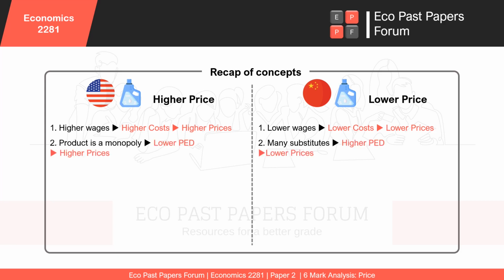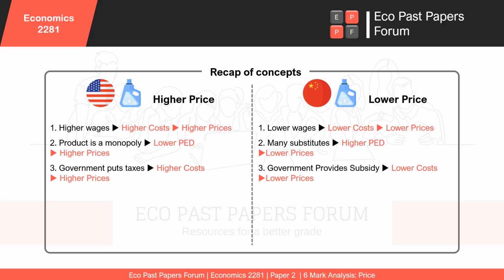Another reason for the product being priced higher in USA is that the product could be a monopoly, which means that it has a lower PED, or it is inelastic, which means that the producers can charge a higher price, since the effect on quantity demanded would be low. But in China, the same product could have many substitutes, which would make it elastic. And when a product is elastic, a firm can increase revenue by charging a lower price.